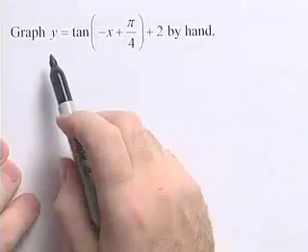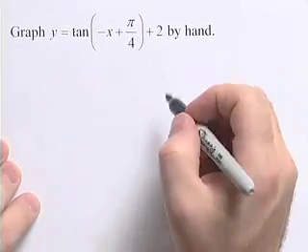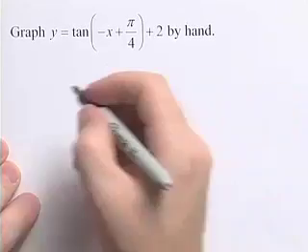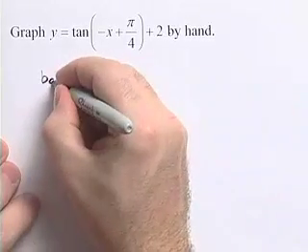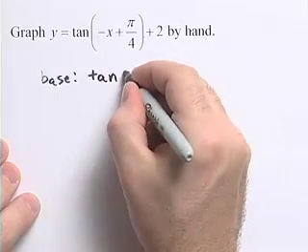For this problem, we're going to graph another trigonometric function by hand. We need to graph y equals tangent of negative x plus pi over 4, and then plus 2. We're going to do that using our techniques for transformations. We're going to identify our base function. Our base function in this case will be the tangent of x.